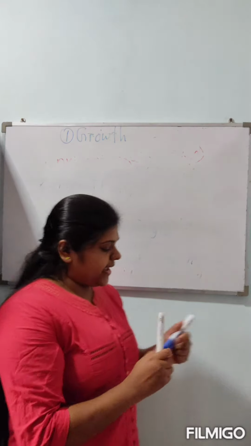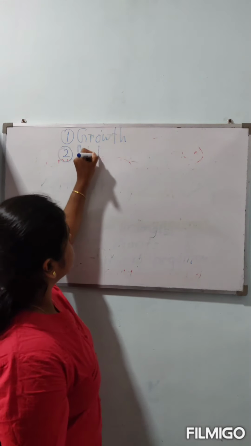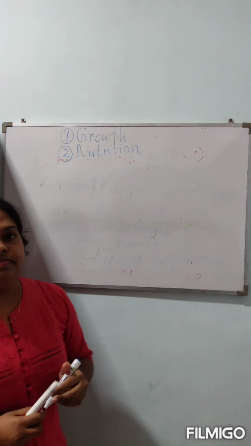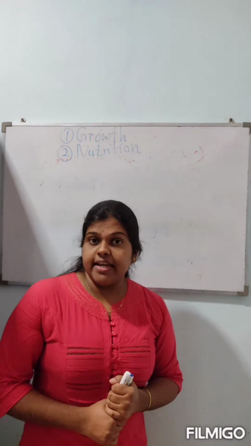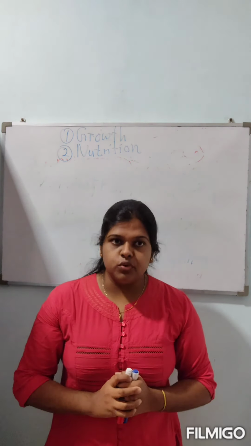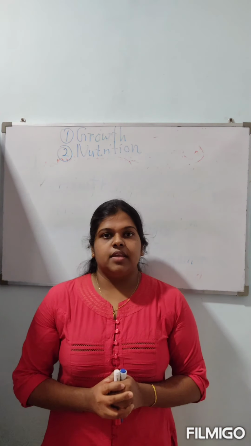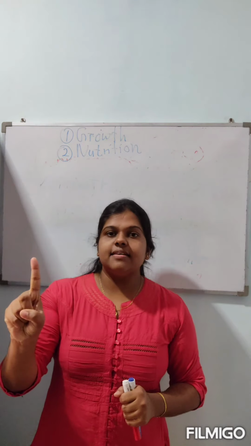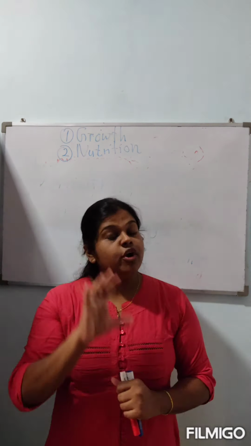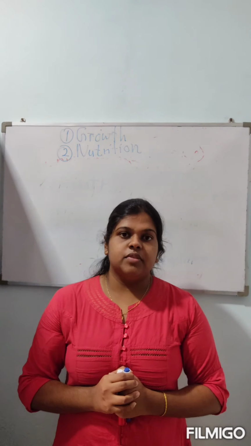Then the second character is nutrition. What do you mean by nutrition? Nutrition means taking of foods. We are taking nutrition through our foods. But in the case of animals, we can't produce foods. There is only one organism that can produce food, that is the plants. And there are very few microorganisms also who can produce their own foods.